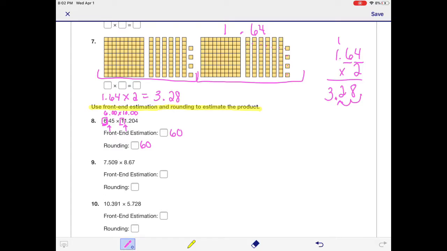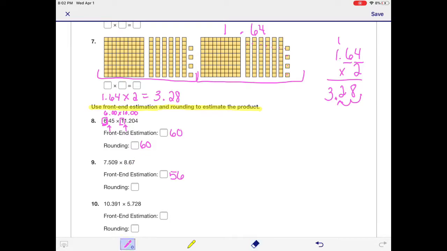So let's look at number 9. Front-end estimation means front end only. So you're going to take the front end of this, change the rest to zeros. All these go away because they're zeros. We could add them if we want, but we know that we don't need to because they're after the decimal point. We're going to take this 8, and change the rest to zeros. So now all you're left with is 7 times 8. So for front-end estimation, you get an estimate of 56.